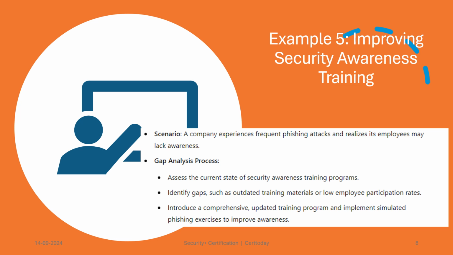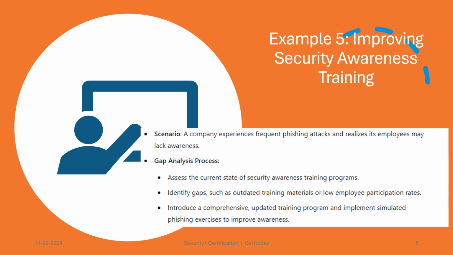Example 5, improving security awareness training. Let's say that a company experiences frequent phishing attacks and realizes that its employees may lack awareness. A gap analysis process would look like this. 1, assess the current state of security awareness training programs. 2, identify gaps such as outdated training materials or low employee participation rates. And 3, introduce a comprehensive, updated training program and implement simulated phishing exercises to improve awareness.